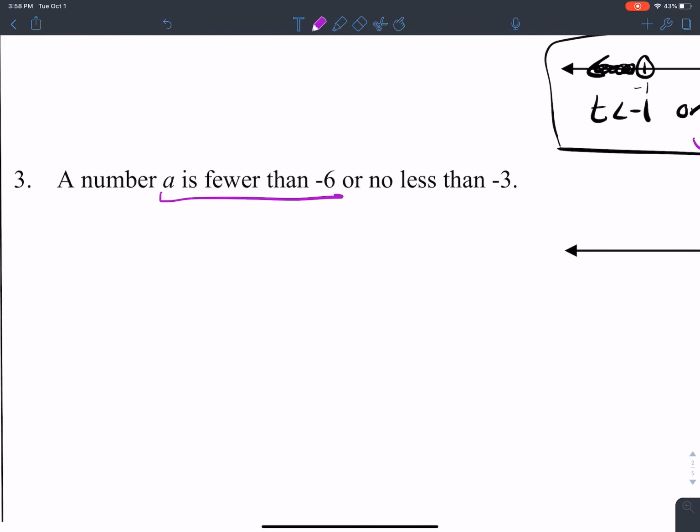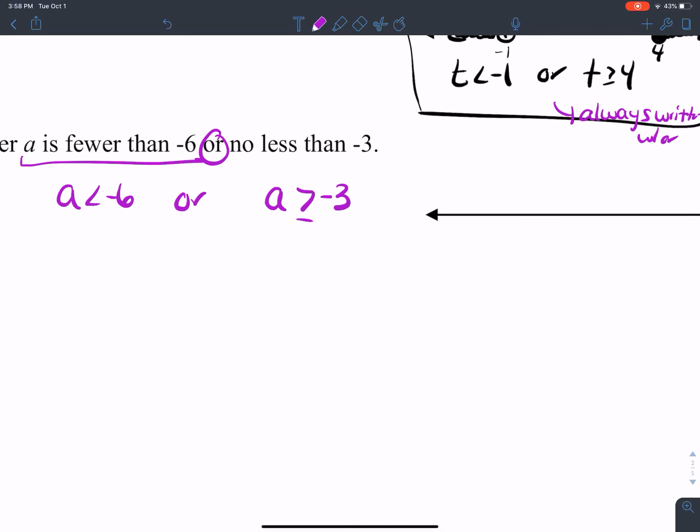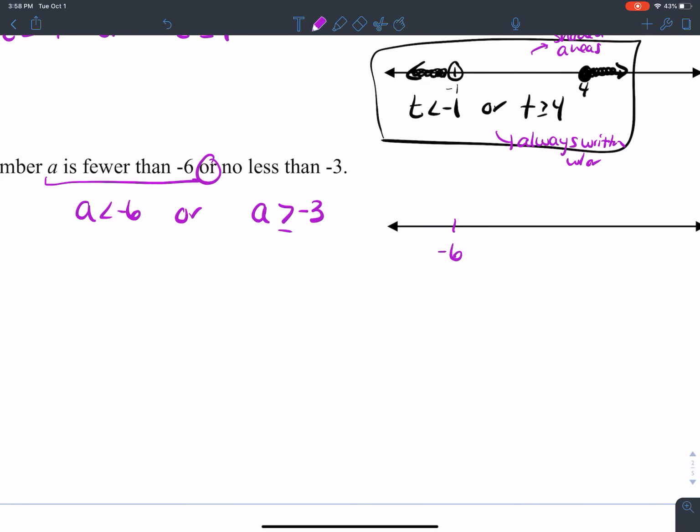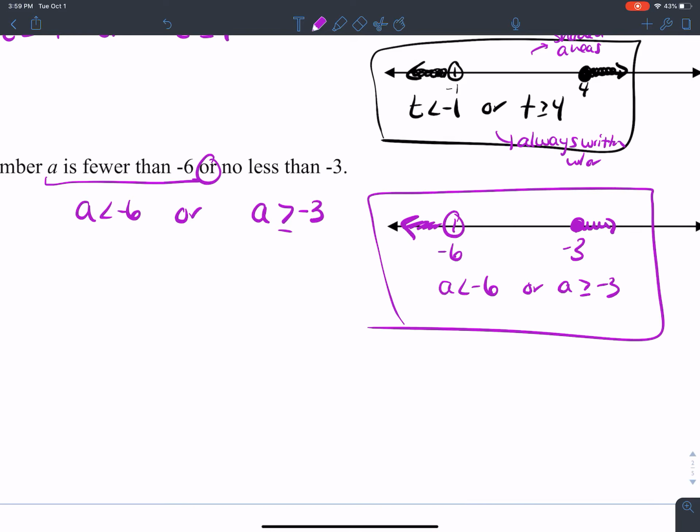Let's do the last one real quick. A number A is fewer than -6, so A is less than -6, or it's not, so it's no less than -3. So in other words, it is no less than -3, so it's got to be bigger than -3. And no less than would also include the equal to. So this looks like an or, so I'd plot -6 and -3. Want all the A's that are less than -6, and all the A's that are -3 or bigger. So our final answer, again, we write our or inequality using the word or, and that's our final answer there.